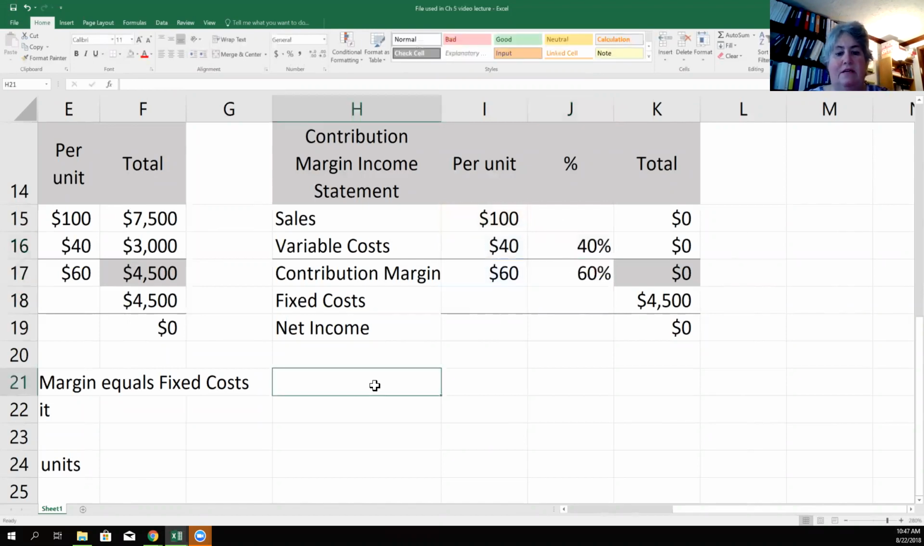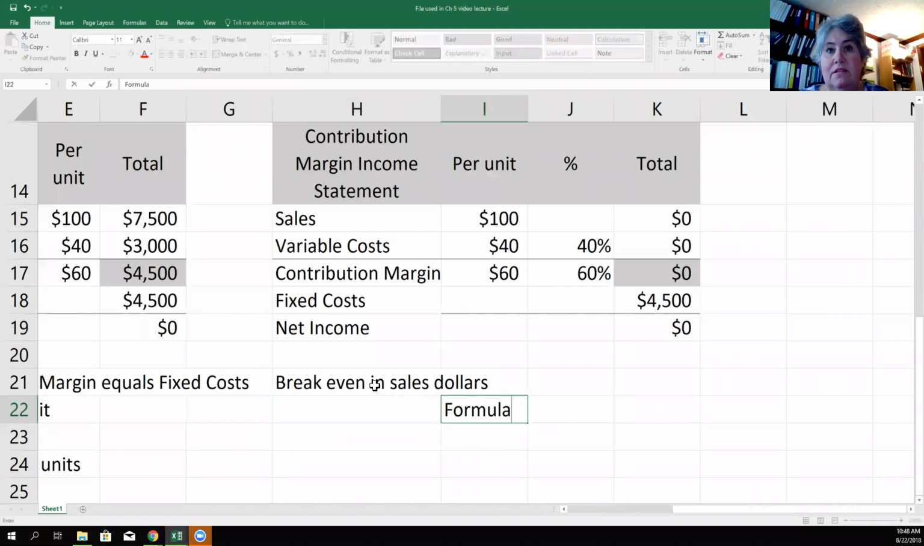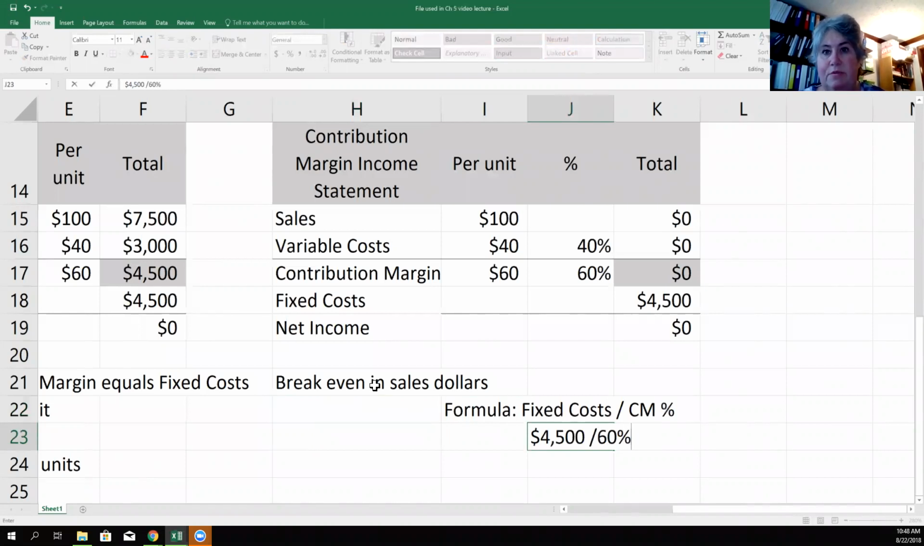So the formula to find break even in sales dollars, where your answer is how many dollars of sales do I need to have to break even, is, again, the fixed cost. So we're always trying to figure out what fixed costs it's going to take, what contribution margin it's going to take to cover those fixed costs. But then you do contribution margin, not per unit, but contribution margin percentage. So it's our $4,500 of fixed costs divided by our 60% contribution margin ratio, and that's going to come out to $7,500 in sales.